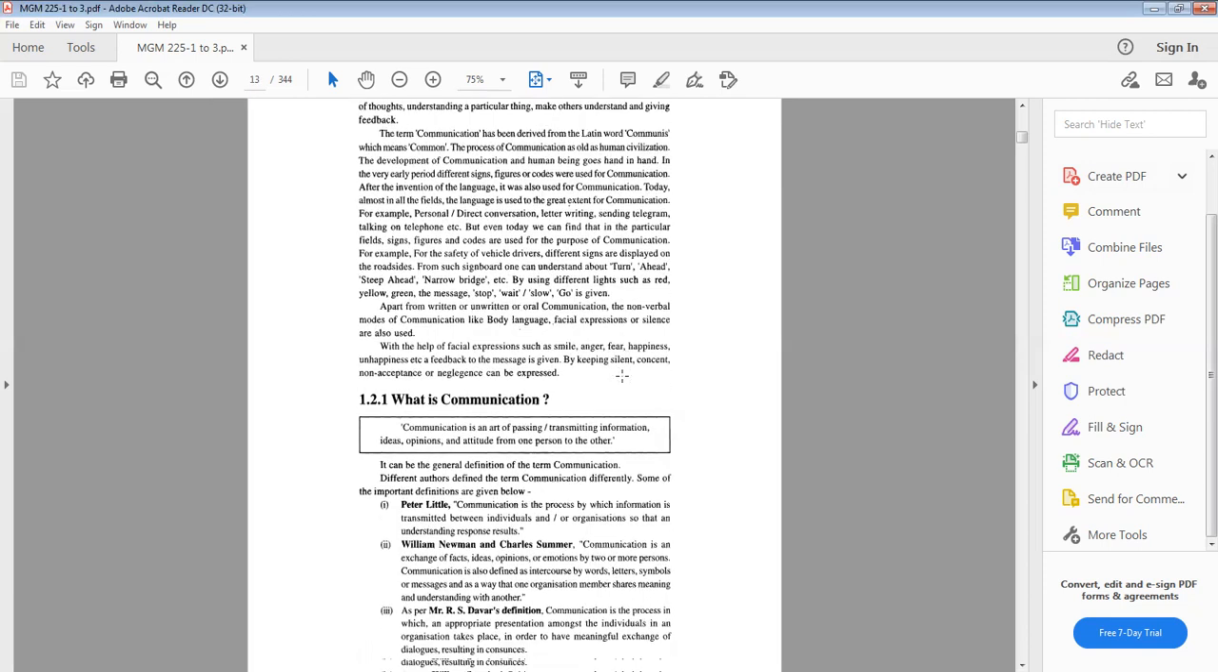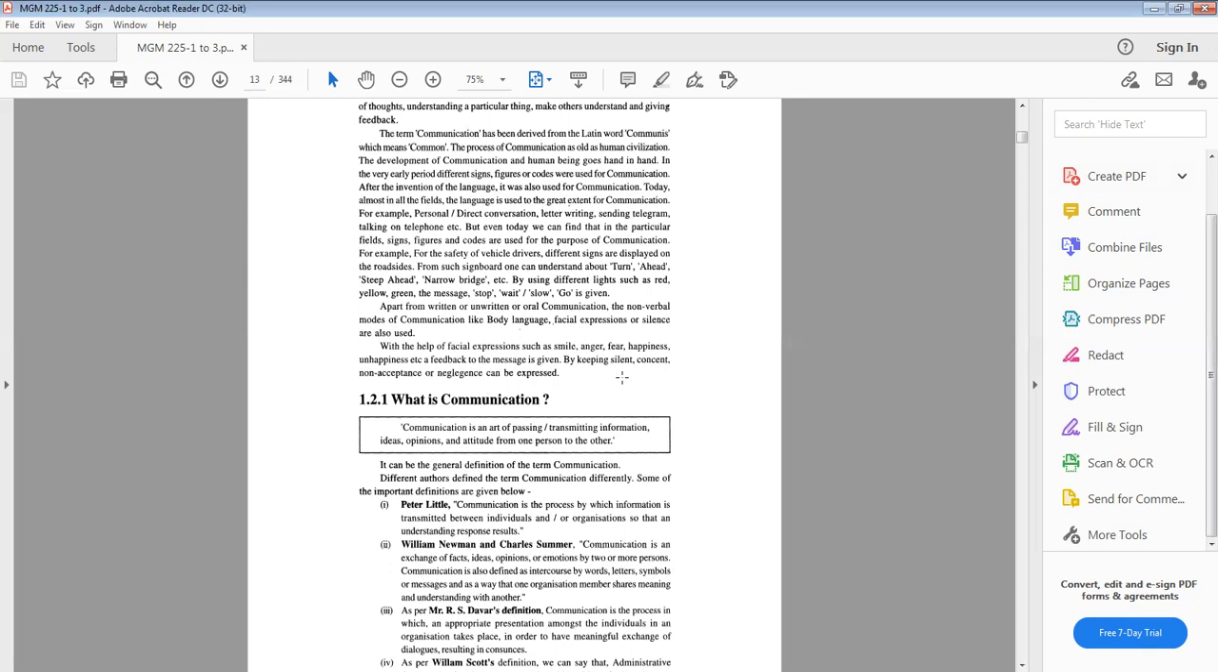So now we will talk about the first thing, what is communication? Communication is an art of passing, transmitting information, ideas, opinions, attitudes from one person to another. It can be a general definition for the term communication. Different authors define communication differently. Some of the important definitions are given below. Students, please study all the definitions. This will be very important for your exam.